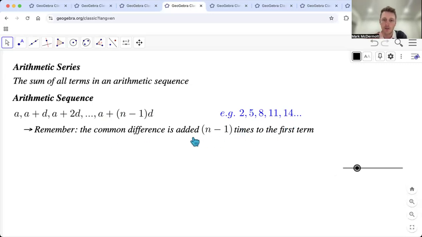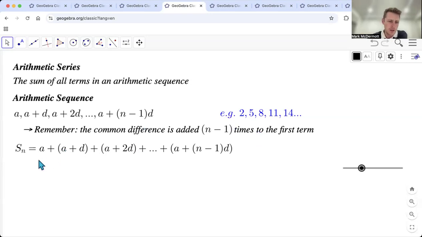I think that can be a little bit confusing because you might think you're just adding n groups of d, but not quite. You're adding n minus 1 groups of d because you're starting at the first term, not the 0th term. Okay, so it's a little bit tricky and a little bit different to general math, so you've got to be careful if you're doing general as well.